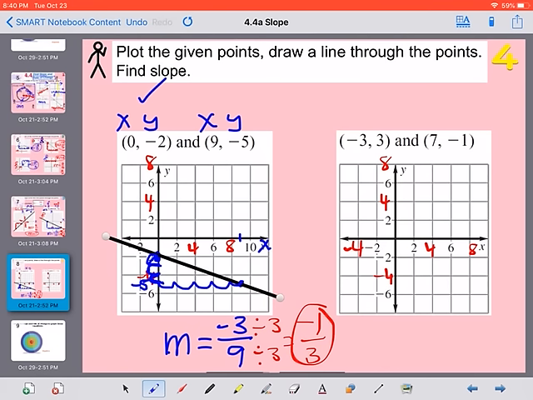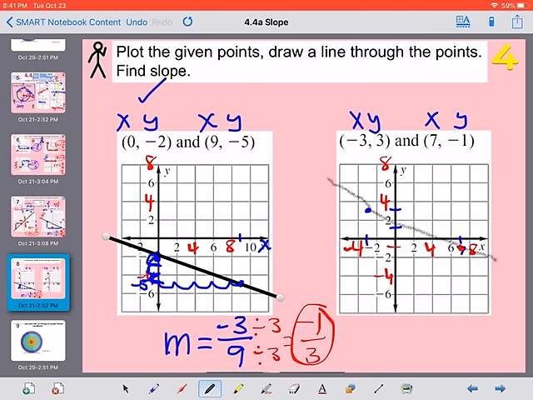Last one. First point, X, Y, X is -3, so -3 is between 2 and 4. And then up 3 again is between 2 and 4. So right there, it's actually in the middle. And then on this side, X and Y, X is 7, which is between 6 and 8. And then -1 is down 1, which is right there, actually on top of that number 7.